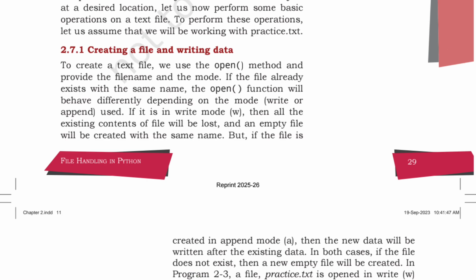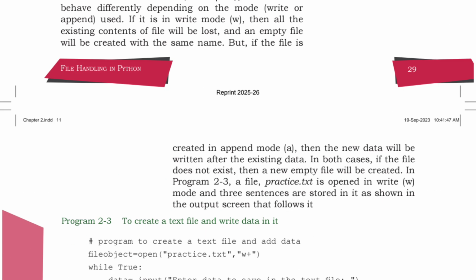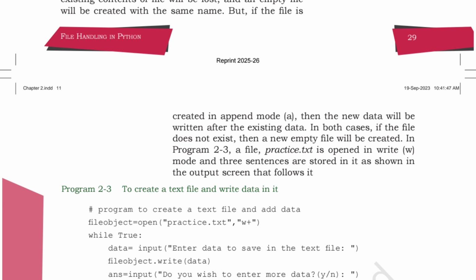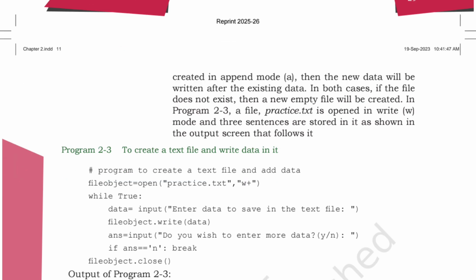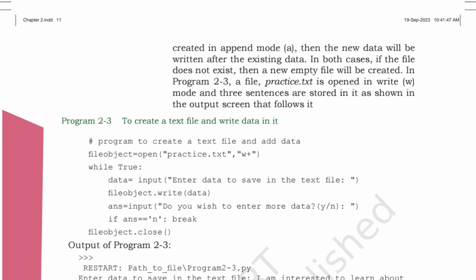we are also appending to it, that is by using a, and then finally we show the output on the screen. Okay, so this is the example. We are taking file object equals open practice.txt with w plus, that is read and write. Then we are using while True and break. Okay, it is like a do while with break. Instead of using do, we are just using while and break over here.